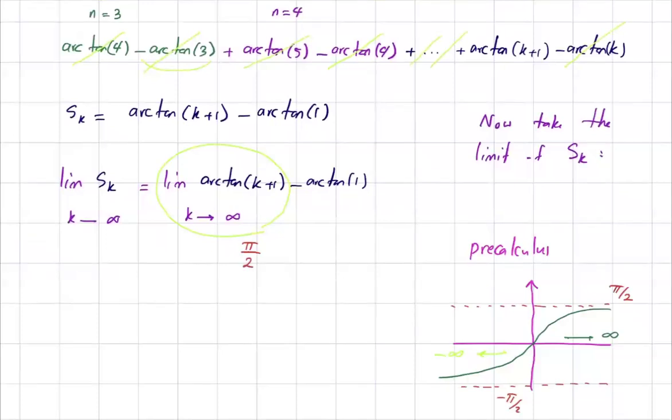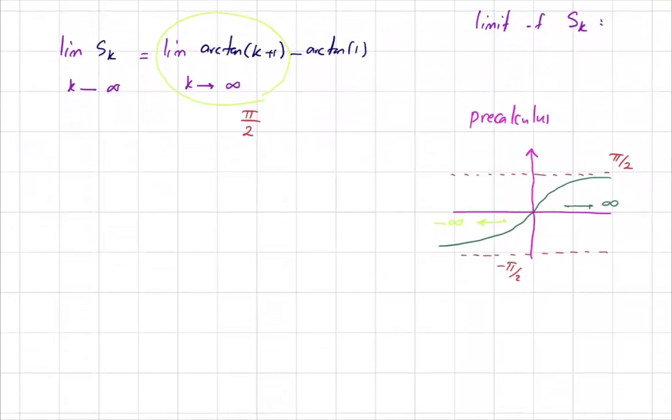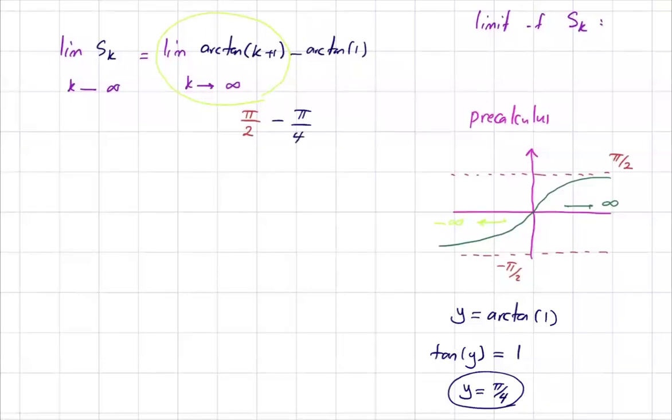Also from pre-calculus, you know that inverse tangent of 1 is pi over 4. And also let me write this down here. If y is equal to arctangent of 1, it means that you're looking for the y value whose tangent is equal to 1, and that y is equal to pi over 4. So you get pi over 2 minus pi over 4. So the limit of the partial sum as k goes to infinity is equal to pi over 2 minus pi over 4, or here you have 2 pi over 4 minus pi over 4, which is pi over 4. So the series is convergent to pi over 4.